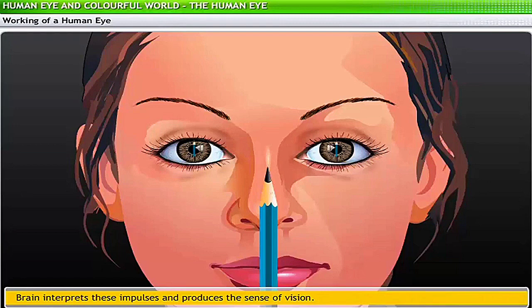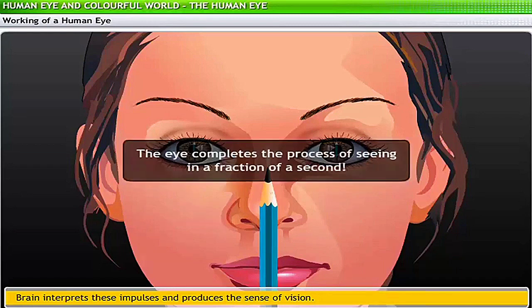Sounds like a long process, doesn't it? The amazing thing is that the eye completes this process in a fraction of a second, enabling us to see.